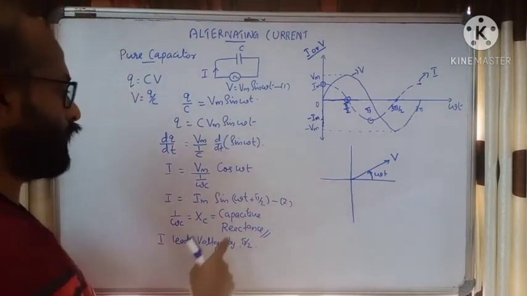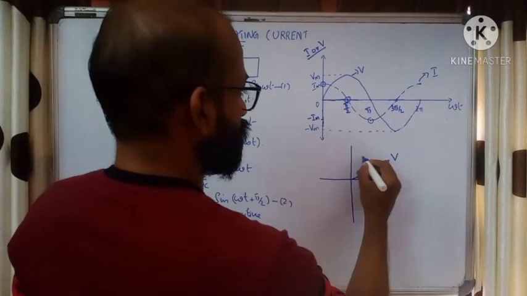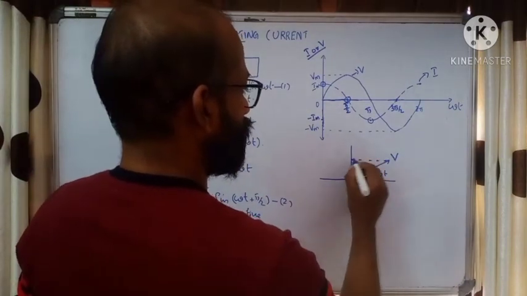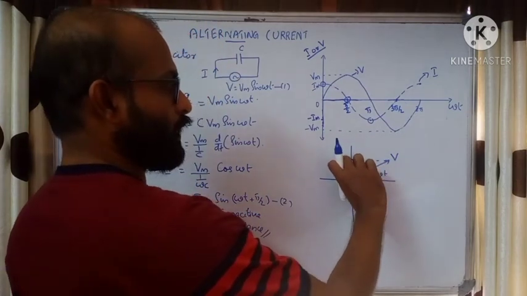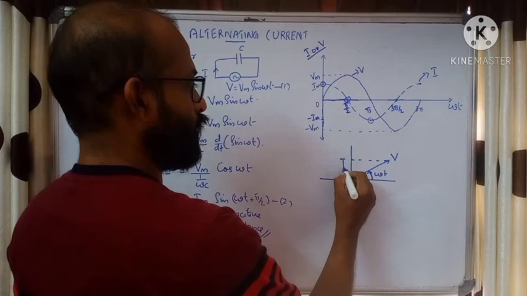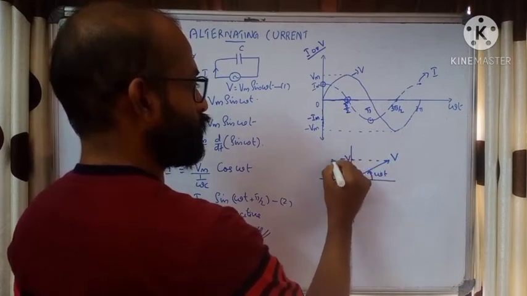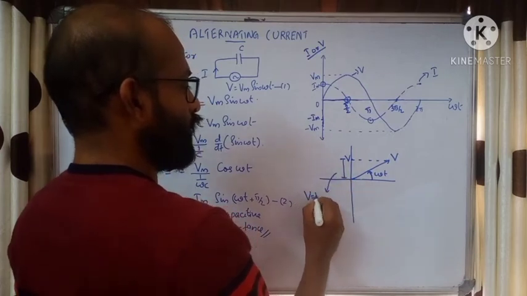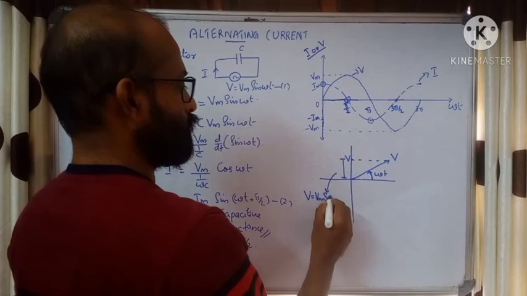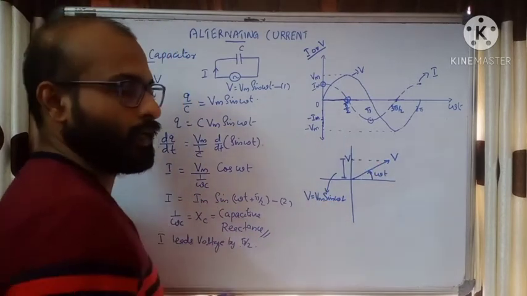Now, what about the current? We know current is leading by... One more thing, I will draw the projection also. The projection will be equal to Vm sin omega t. So, this projection is equal to V. V is equal to Vm sin omega t. So, this projection has a length Vm sin omega t.